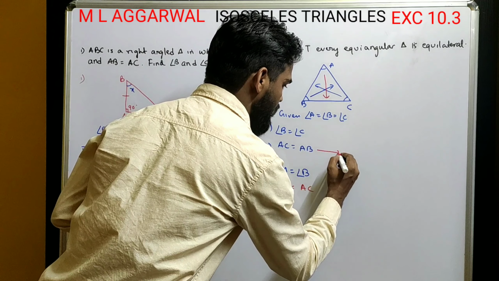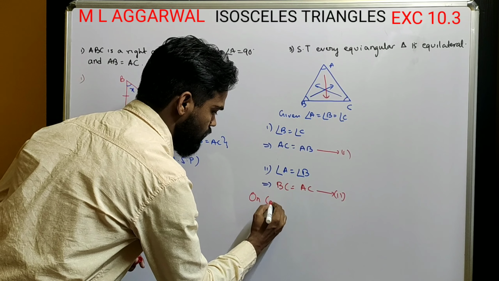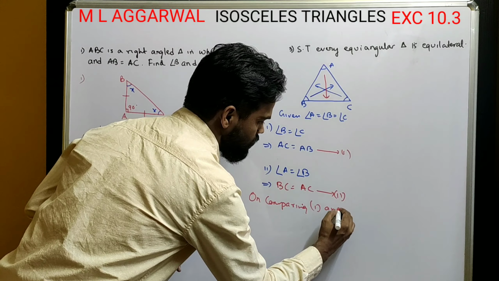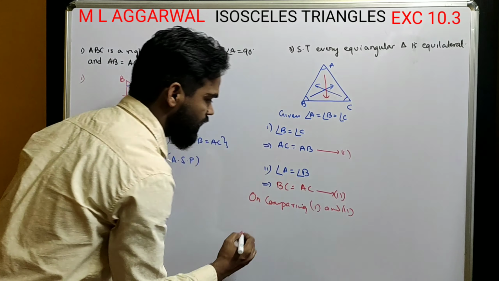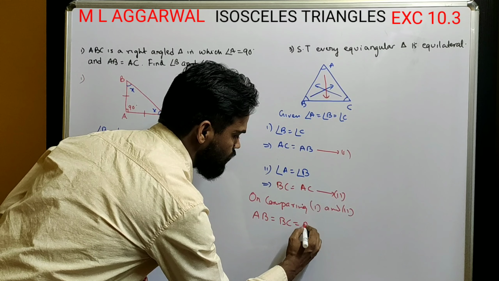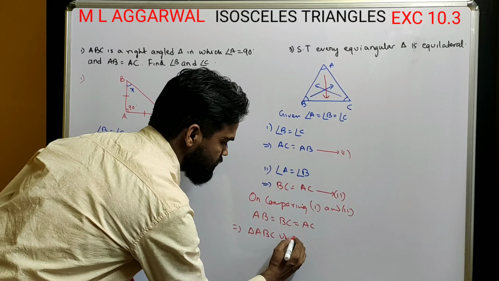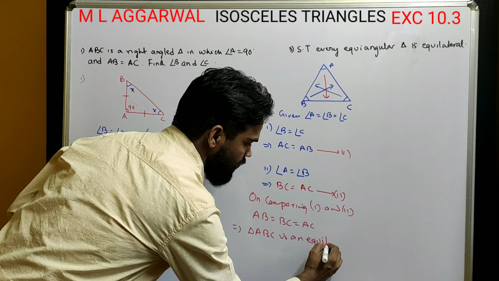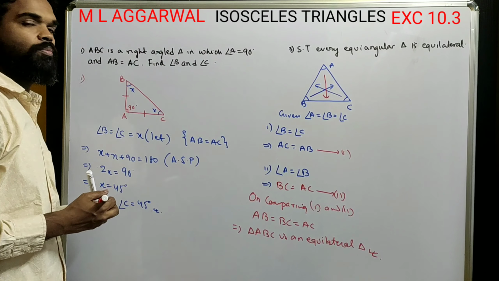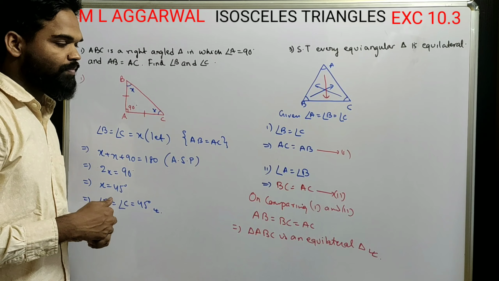So if you compare 1 and 2, comparing 1 and 2, what do we get? See, AB is equal to BC is equal to AC, which means triangle ABC is an equilateral triangle. Done. They've told us to prove that only. Clear? Now let us look at the next sum.